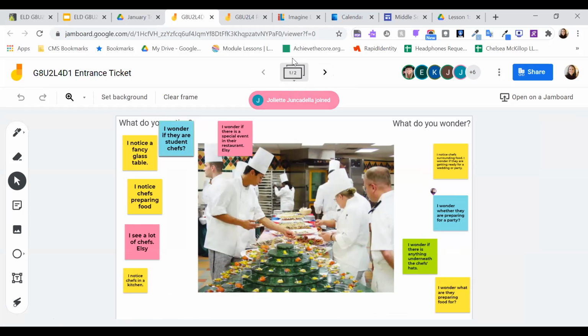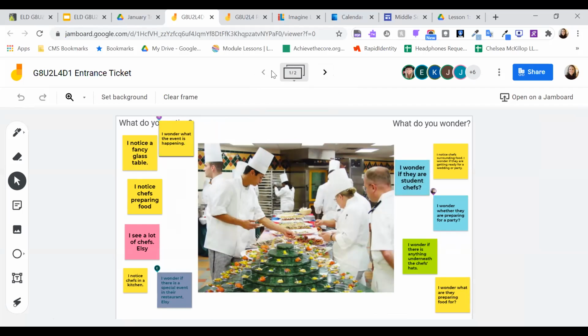All right, just for purposes of time, would anyone like to share for picture number 1, something they notice and something they wonder, if you wouldn't mind unmuting yourself? I wrote this because I really embraced the be a student. I wonder if there's anything underneath the chef's hats. That's the one I left. I love that question. Waiting for a rat under there. Ratatouille. Yes. Love it.